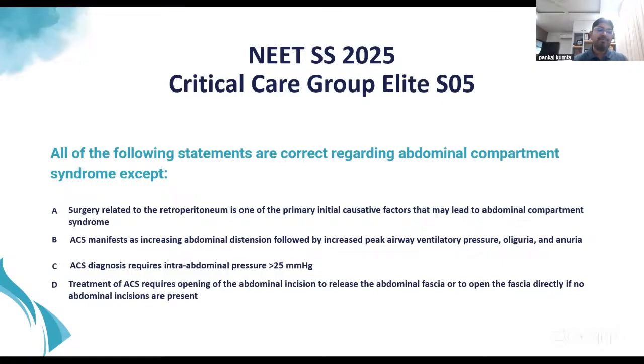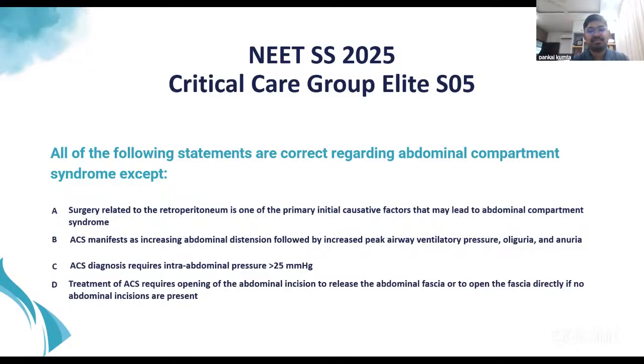But if you're coming back to see, it is not just the raised pressure. It is not 25. It is just 20. Anything more than 20 with an organ dysfunction, as you're seeing in option B, will lead to a diagnosis of abdominal compartment syndrome. So abdominal compartment syndrome does not focus on how high the intra-abdominal hypertension is; anything higher than 20 with any organ dysfunction will lead to it.